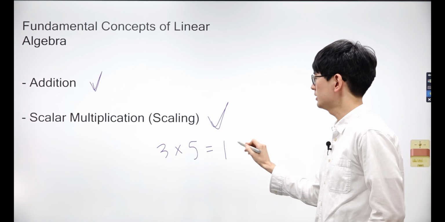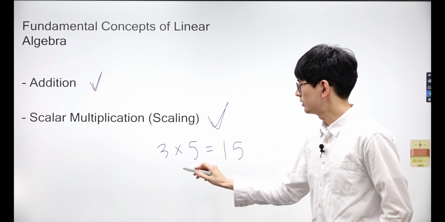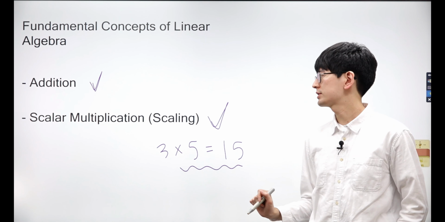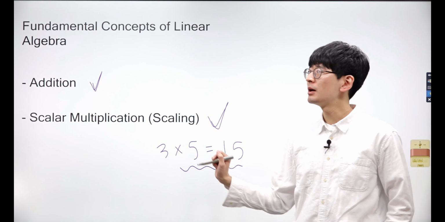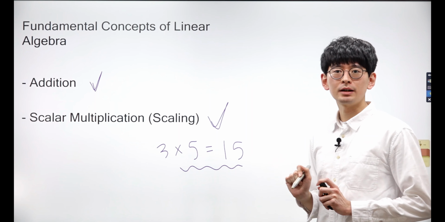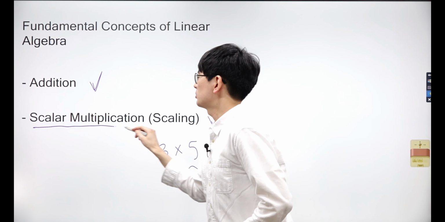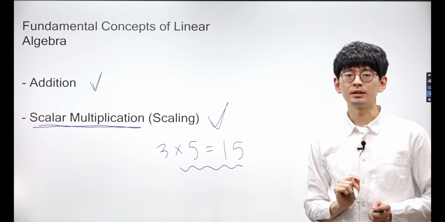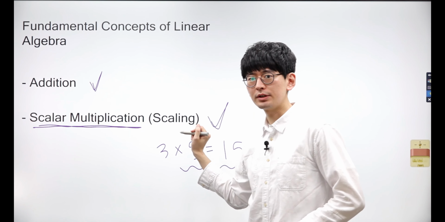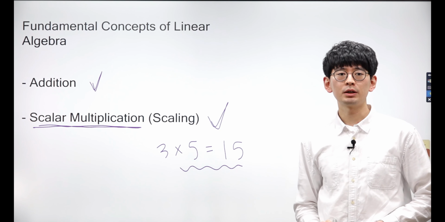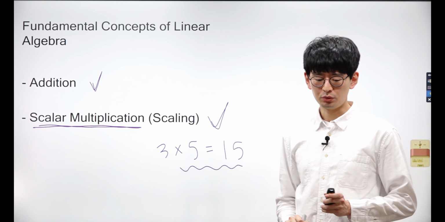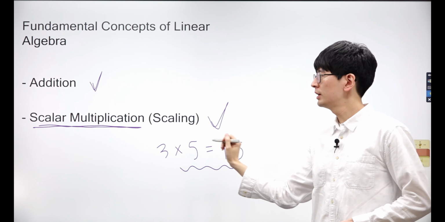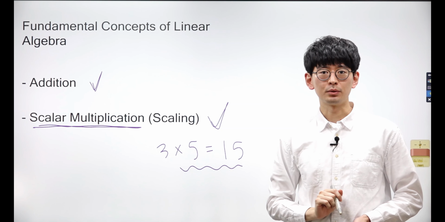Scaling is similar to simple multiplication we learned in elementary school, like 3 times 5 equals 15, and that's why we call it scalar multiplication. You might feel unfamiliar with the terms, but it's crucial to understand that multiplication here differs from the general concept of multiplication. So keep in mind that we have the operations of addition and subtraction, as well as scalar multiplication. It's important to note that scalar multiplication and multiplication for numbers are different, and scalar multiplication is for vectors and matrices.